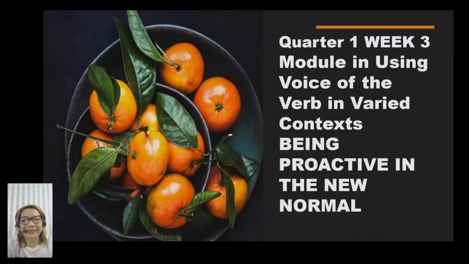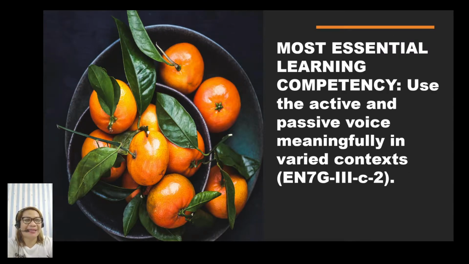Good morning again, grade 7 students, and our focus for today will be the use of the voice of the verb in varied contexts, and this is entitled Being Proactive in the New Normal. Now, our most essential learning competency is you're going to use the active and passive voice meaningfully in varied contexts.